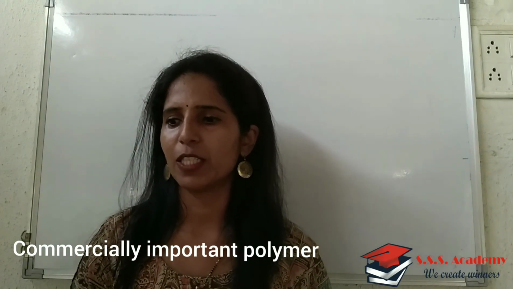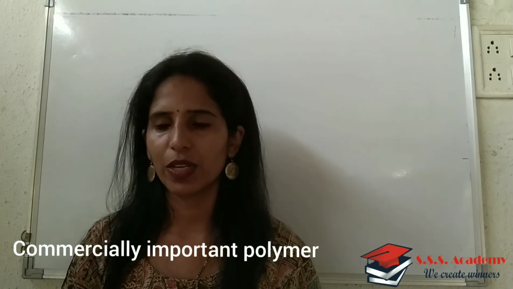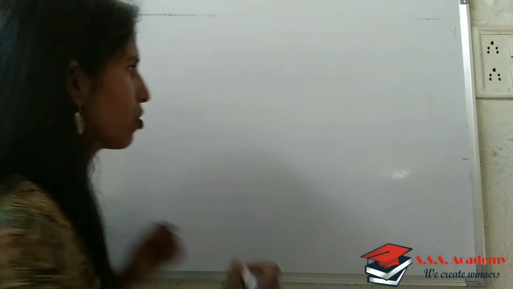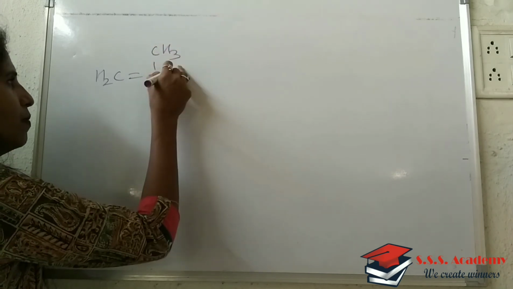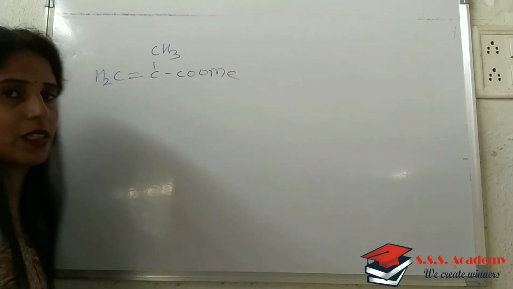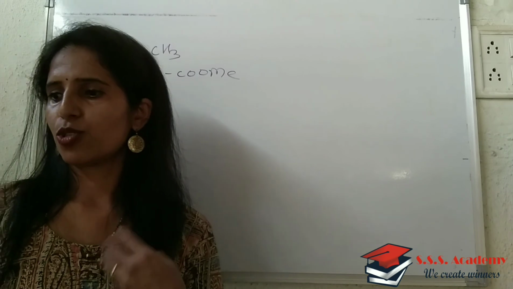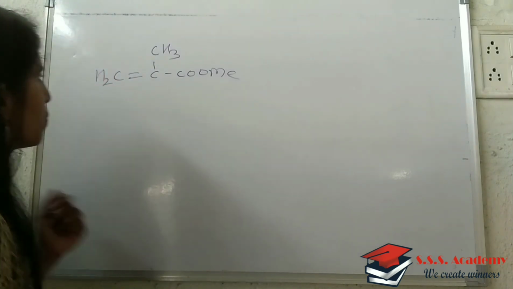Given the trade name is Perspex or acrylic acid. The monomer unit they have given is methyl methacrylate. So what is the structure for methyl methacrylate? It is this. This is the structure for methyl methacrylate. So how will its polymeric structure be?